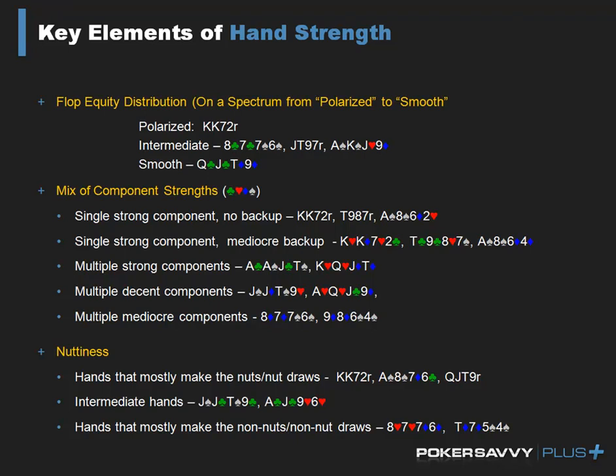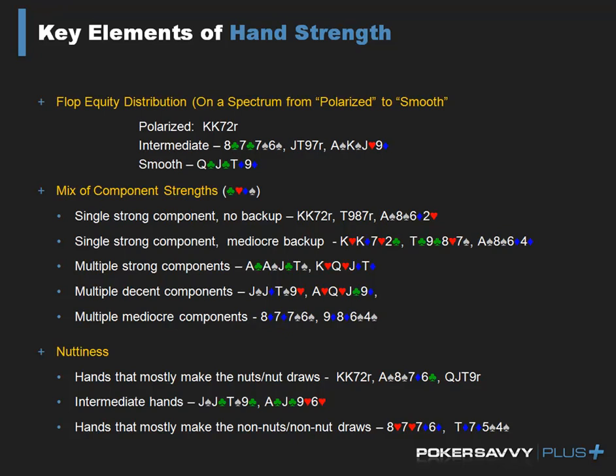The final section of key elements of hand strength is nuttiness, and we have this separation of starting hands into three groups. There are some hands that are mostly nut making hands. These could be great hands, mediocre hands, somewhere in between, or even a really weak hand that makes the nuts in one way but doesn't do it very often, so it's not even a playable hand. There are some hands that fall into that category, like a really crappy suited ace.